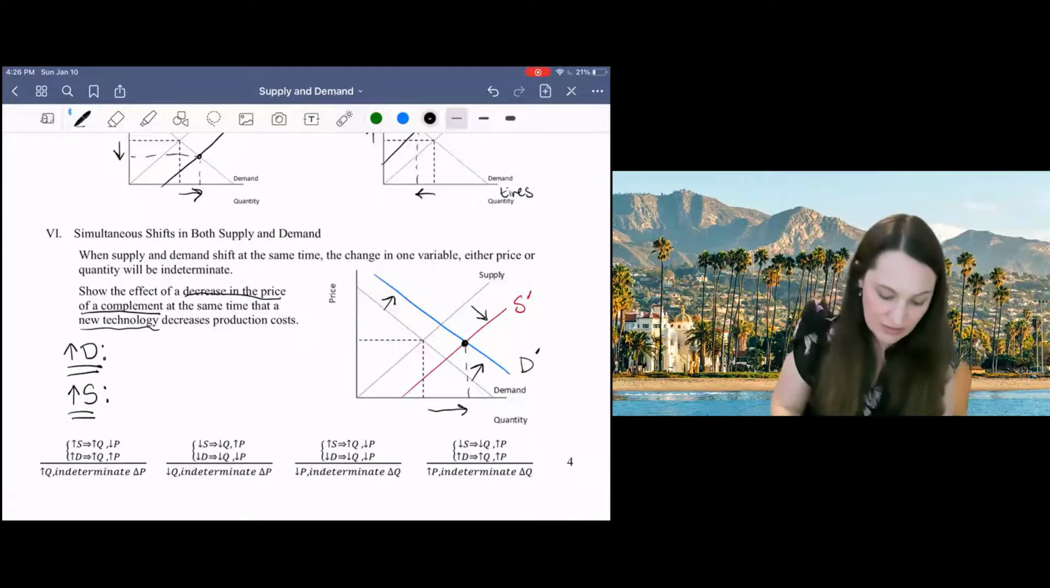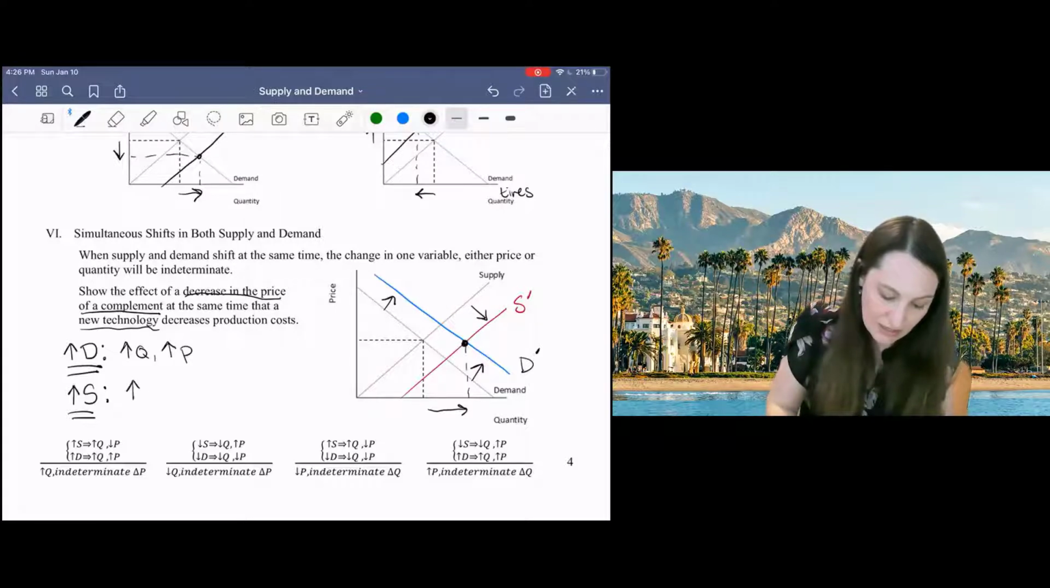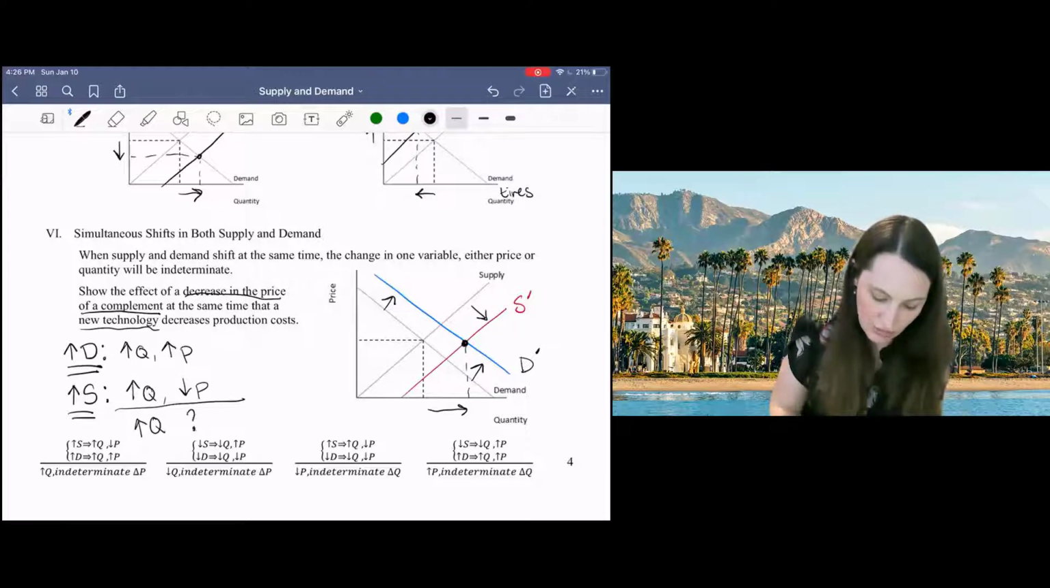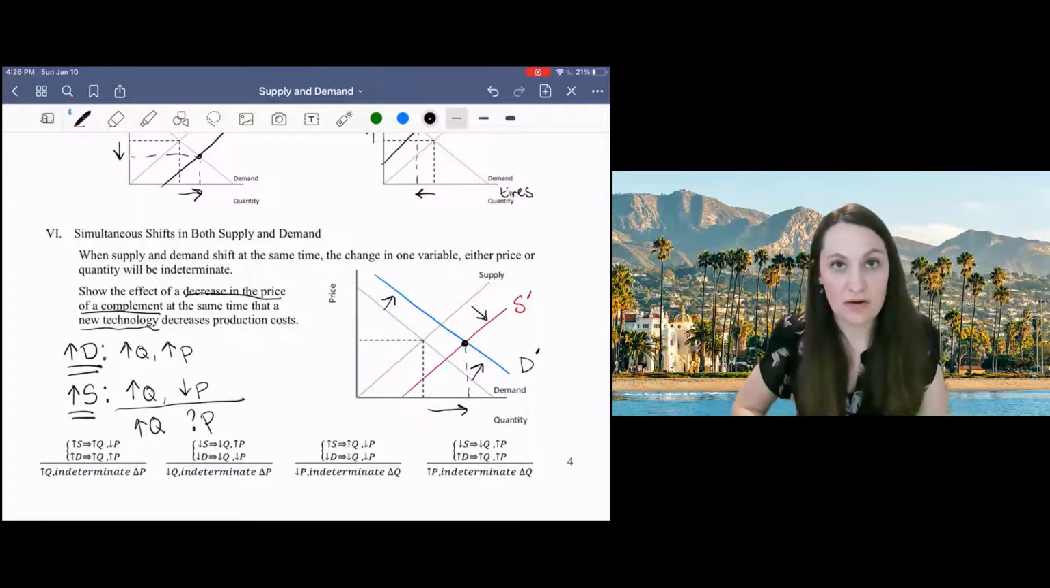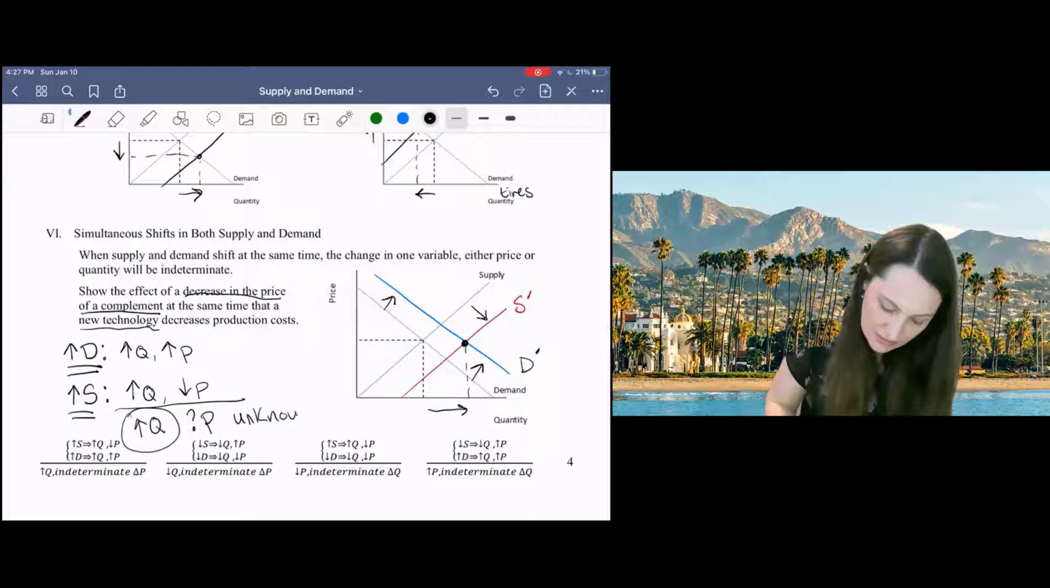That's because an increase in demand increases quantity and increases price, but the new technology increases quantity while decreasing price. So the net effect, of course, will increase quantity, but we don't know whether price will increase or decrease. It will depend on the size of these two effects. So we say that the change in quantity will be positive, but the change in price is unknown or indeterminate.